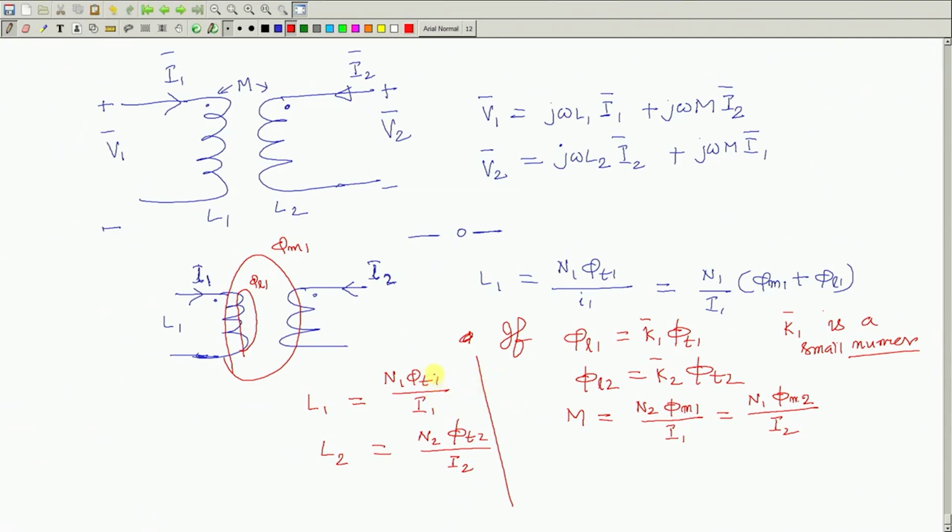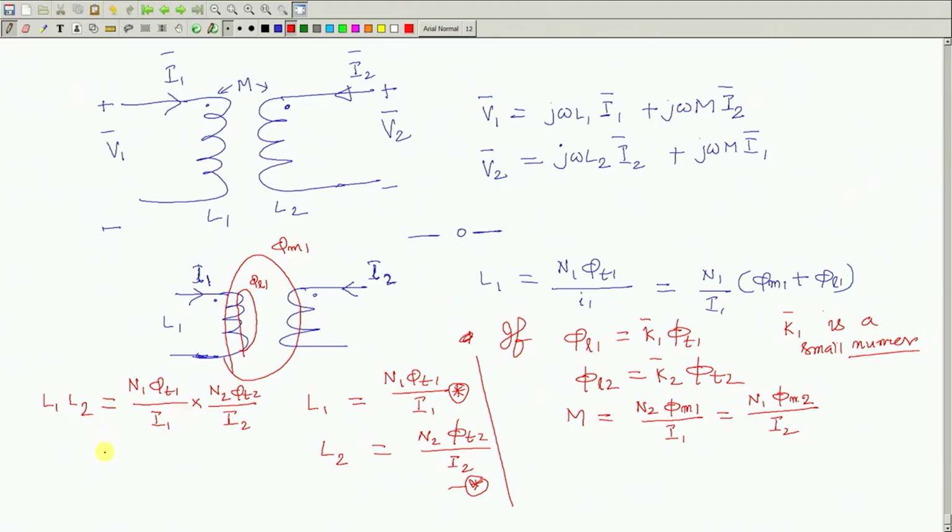Now, this is the thing. If you multiply these two equations, that is L1 into L2, you will get N1 phi T1 by I1 into N2 phi T2 by I2. This is what you will be getting.